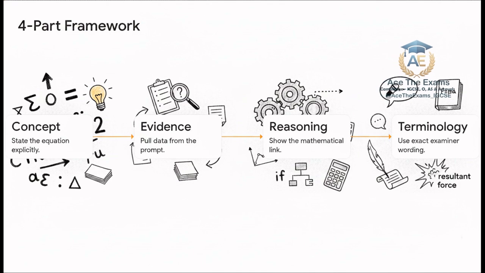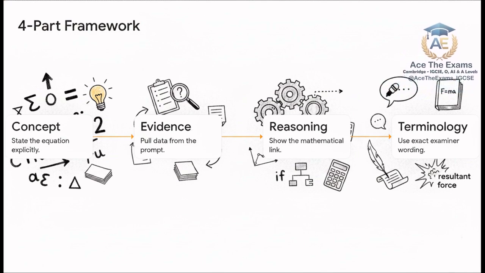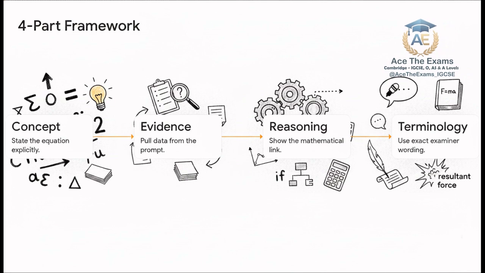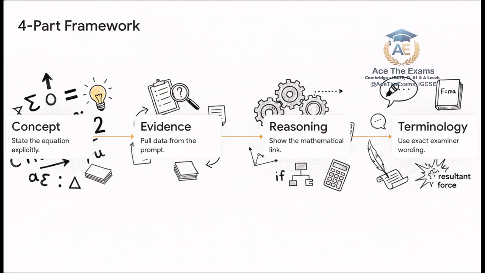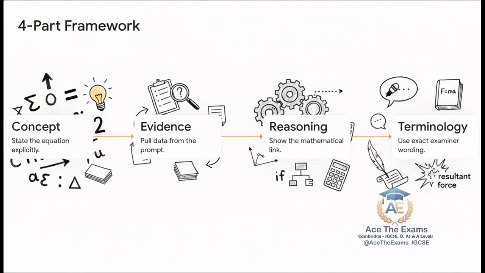Step 1, state the concept or equation explicitly. Don't just keep it in your head, literally write it down. Step 2, pull the evidence or data directly from the question prompt and substitute it in. Step 3, apply your scientific reasoning. Show that mathematical step or the logical link. And Step 4, lock it all in with examiner wording. Use the exact physics terminology they expect, like resultant force instead of overall push.